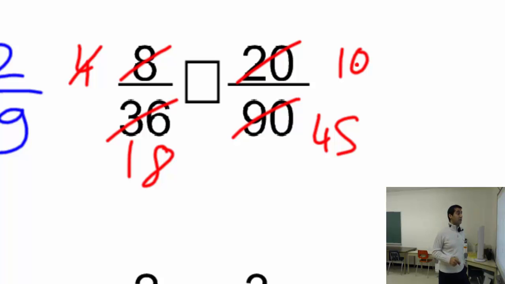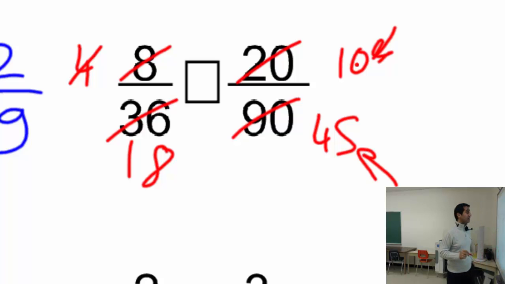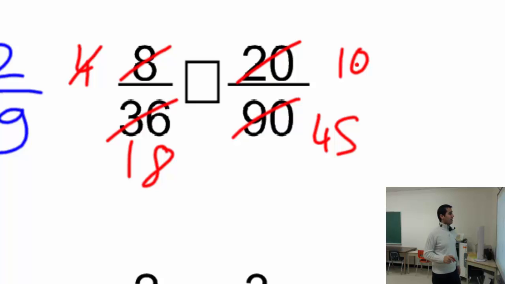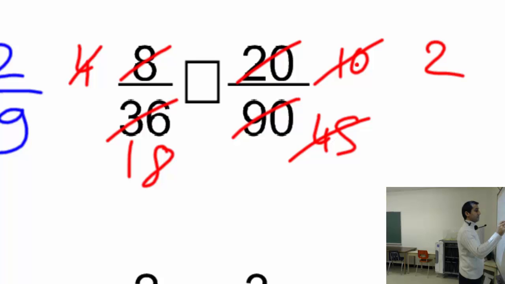How about 3? 10 is not divisible by 3. That is divisible by 3, but not 10. So it's not 3. 4. No, I can't divide both of them by 4. 5. Yes, I can divide both of them by 5. So this is divided by 5. You're going to have 2. That is divided by 5. You're going to have 9.